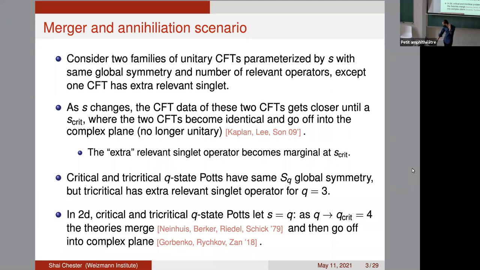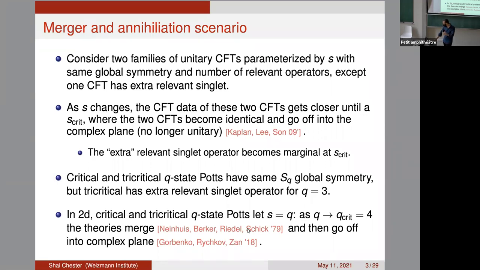In particular, as Q goes to the critical value of Q equals 4, the theories merge, which was shown many, many years ago by these people as well as other authors. And then they go off to the complex plane, which is explored in a recent paper by Slava and collaborators. So this is one context for these Potts models where you can see the merger and annihilation happening. Because in 2D, you can compute everything. Everything is completely known. And you just see that these theories become the same and go off into the complex plane.